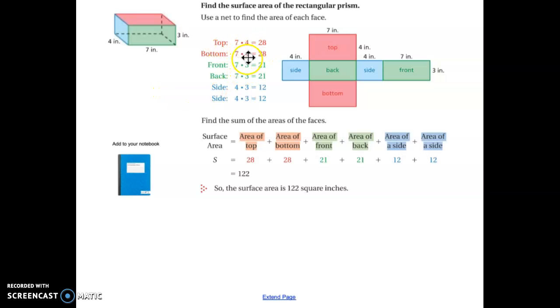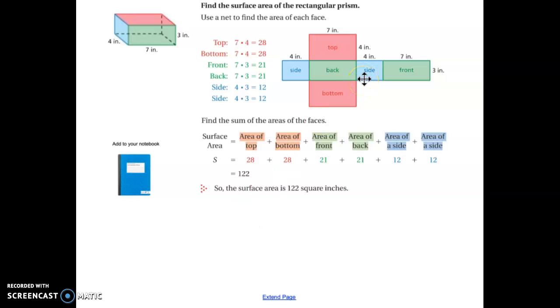We have the top and the bottom. Those are each 28 inches squared. And then the front and the back, front and back in green, those are each 21 inches squared. And then each side is 12 inches squared. And when we add all of those together, we get 122 inches squared, or square inches. So that is the surface area of the figure.